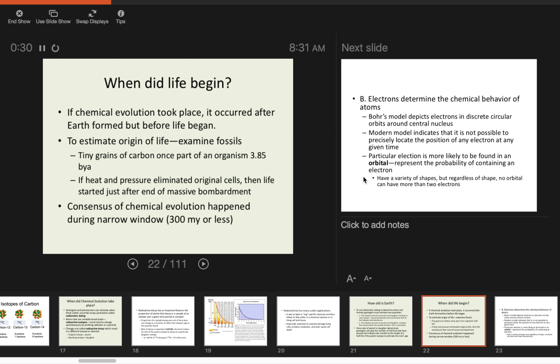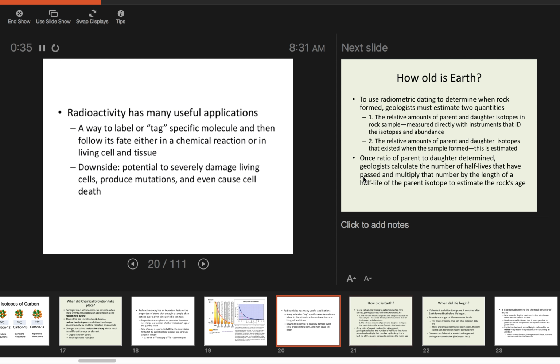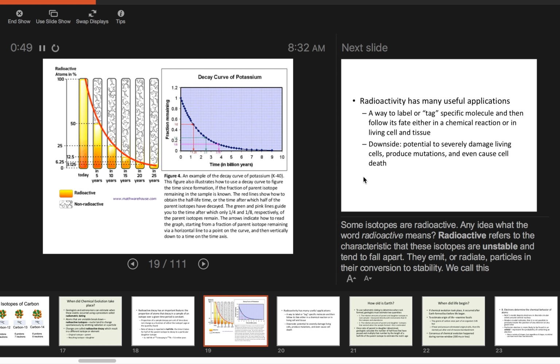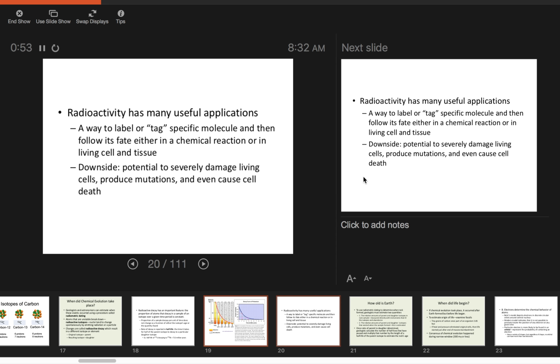Okay, so yesterday we started chapter 2, and we got to the part where we talked about radioactivity and its useful applications, how you can take specific molecules and follow their fate. There's some downside to it, but you can also use isotopes to date extremely old things. So we talked a little bit about radioactive decay and half-lives.